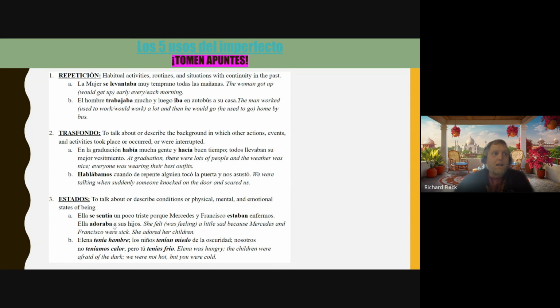Ella adoraba a sus hijos. That's another emotional state. It was a feeling. Elena tenía hambre. That's a physical state. Tenía miedo, psychological, mental state. Teníamos calor, physical state. Tenías frío, physical state. So anytime we're talking about somebody's physical description, their mental or emotional state in the past, we're going to use the imperfect.